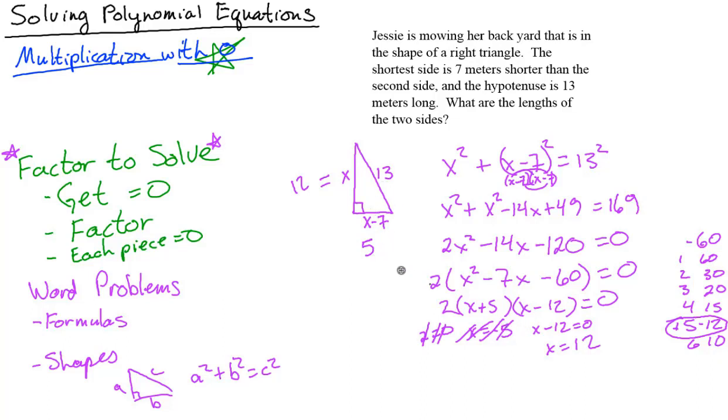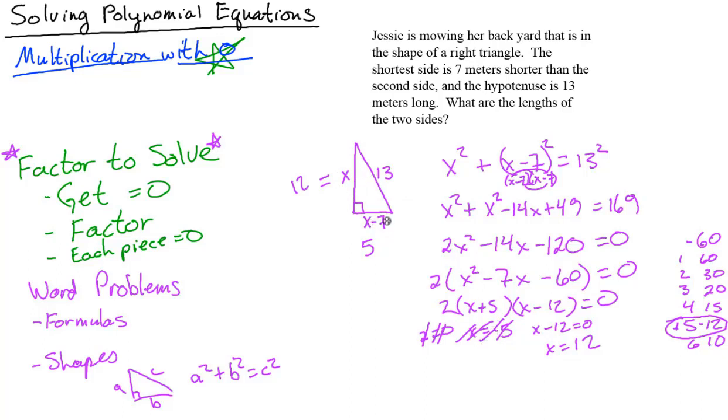Now notice the similarity between that number and that number. That is coincidence. This is a negative 5. That 5 did not come from this answer. It came from that 12 being the only number that makes sense for the side of a triangle. Negative 5 doesn't make sense for the side of a triangle.